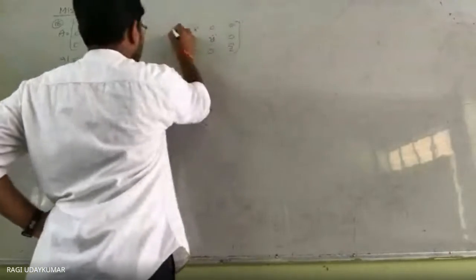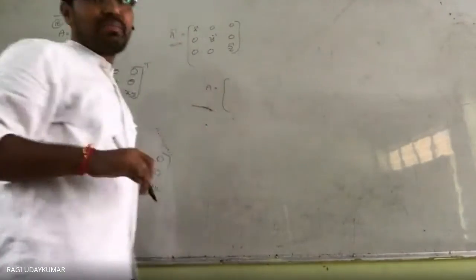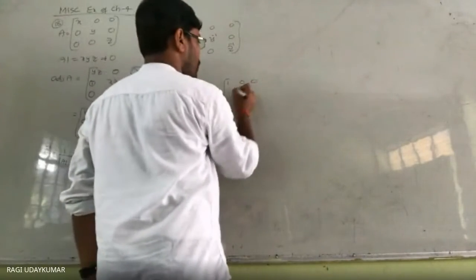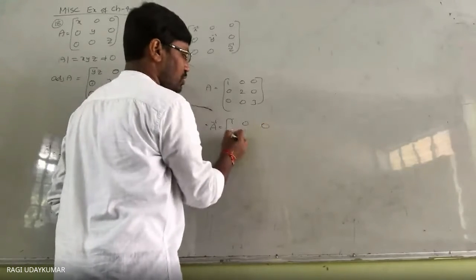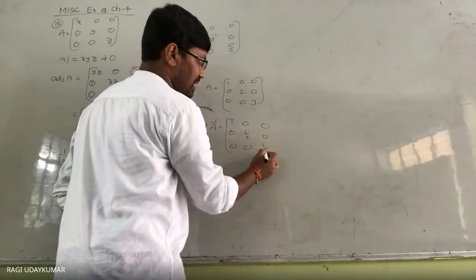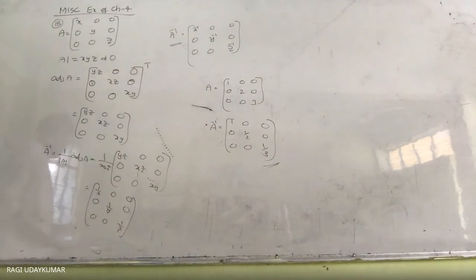This is the A inverse matrix. That means you can directly remember: if a diagonal matrix is given, suppose I have given you 1 0 0, 0 2 0, 0 0 3, then its inverse is directly 1 0 0, 0 1 by 2 0, 0 0 1 by 3, like this. Is it clear to you? Yes, sir.